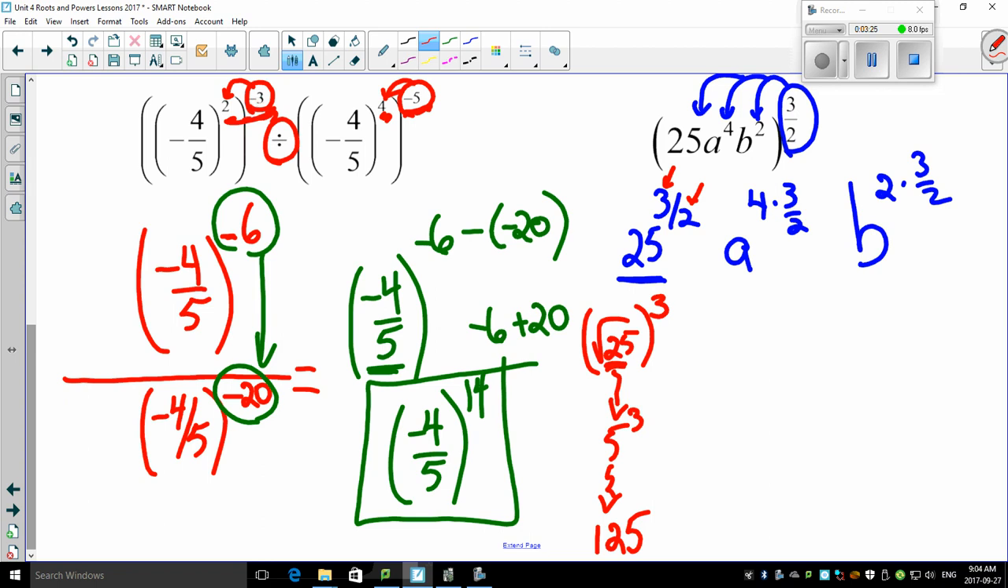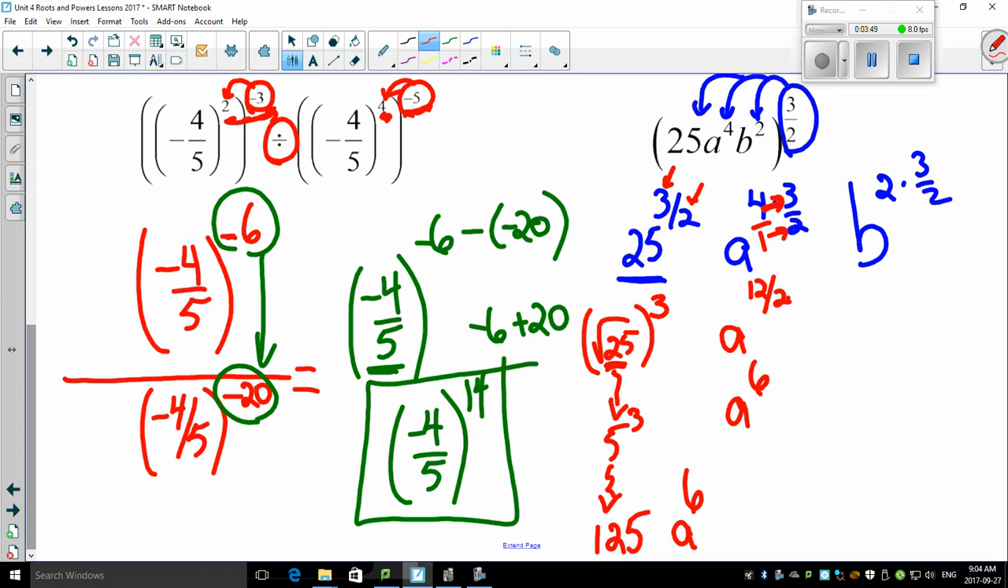Holy smokes. Now, let's look at this one. 4 times 3, well, wait a second. 4 times 3, how can you do that? Well, it's a fraction. 4 times 3 is 12. 1 times 2 is 2. You actually have a 12/2, which is actually a to the 6. So let's put it down here next to the 125.